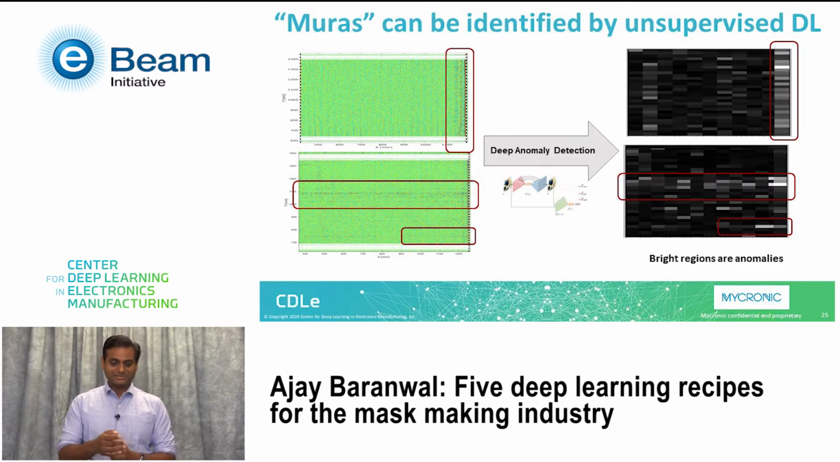There are two plates actually. On the left hand side you see there are irregularities, muras, and on the bottom plate there are two places. On the right hand side is the result of the deep learning output, and all those bright regions, as you can see on the top and bottom, are actually the muras. This was so powerful and very encouraging to us to apply deep learning.